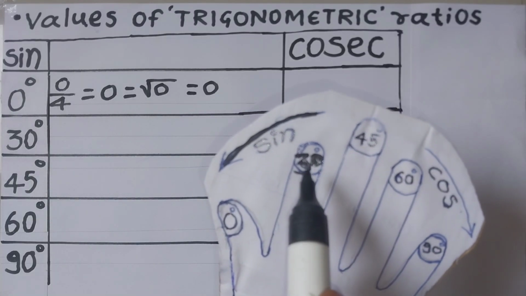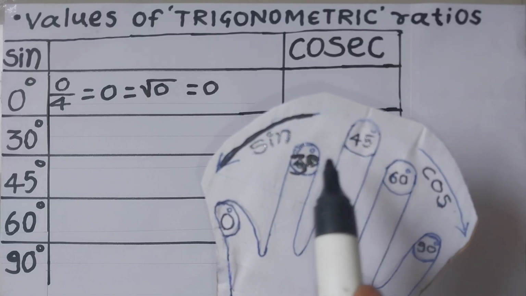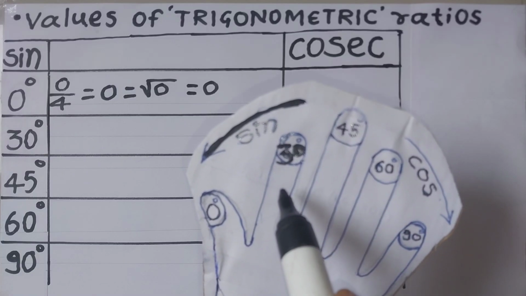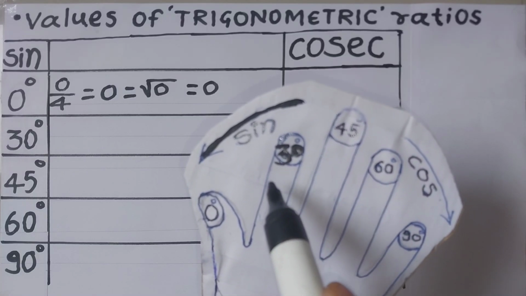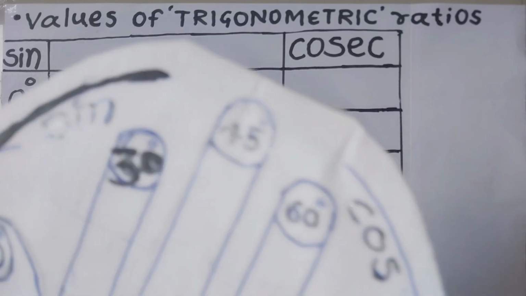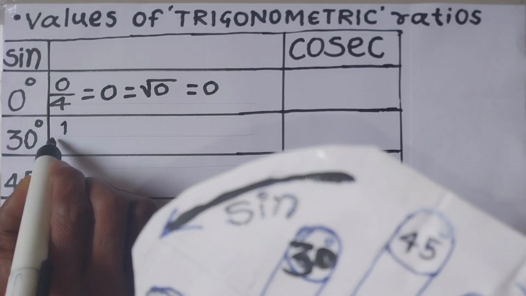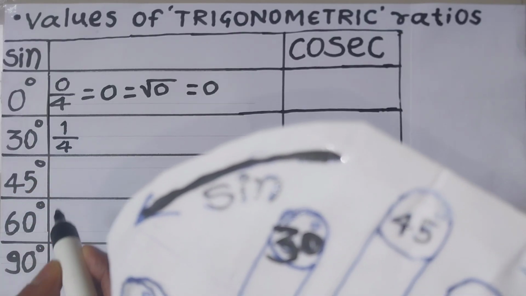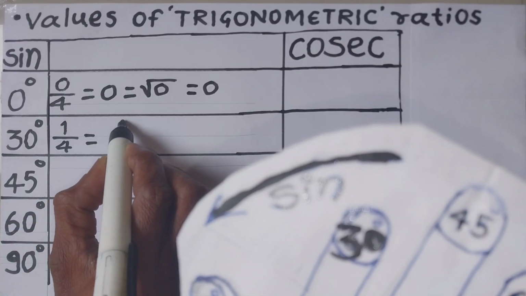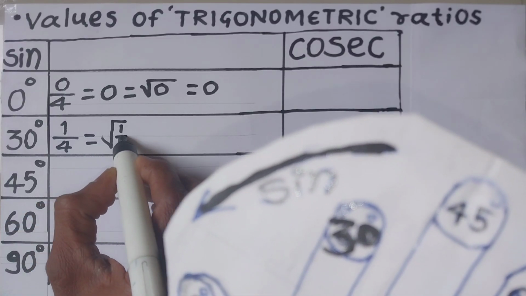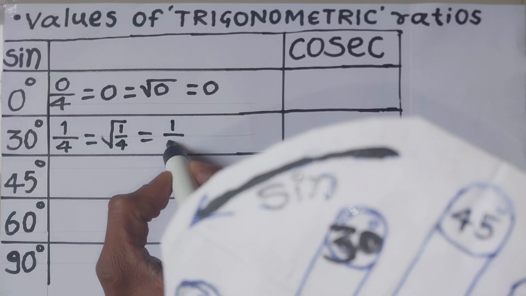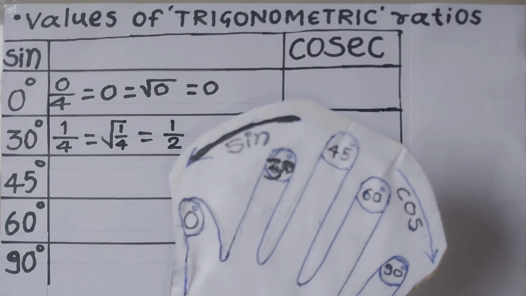Now we take 30, sine 30 degree. Anti-clockwise the same way. After the forefinger or 30 degree, on the left side there is only one finger, that is the thumb. So we write 1 upon always 4. Now we take square roots of both. Therefore the square root of 1 upon 4 means 1 upon 2. This is the value of sine 30.